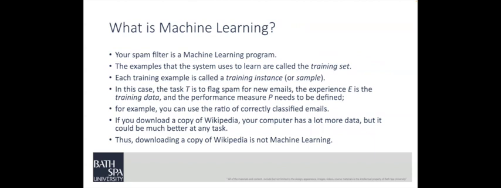So what is machine learning? Your spam filter is a machine learning program that, given examples of spam emails, for example flagged by users, and examples of regular non-spam, also called ham emails, can learn to flag spam. The examples that the system uses to learn are called the training set. Each training example is called a training instance or sample. In this case, the task T is to flag spam from the new emails. The experience E is the training data, and the performance measure P needs to be defined. For example, you can use the ratio of correctly classified emails. This particular performance measure is called accuracy and is often used in classification tasks.